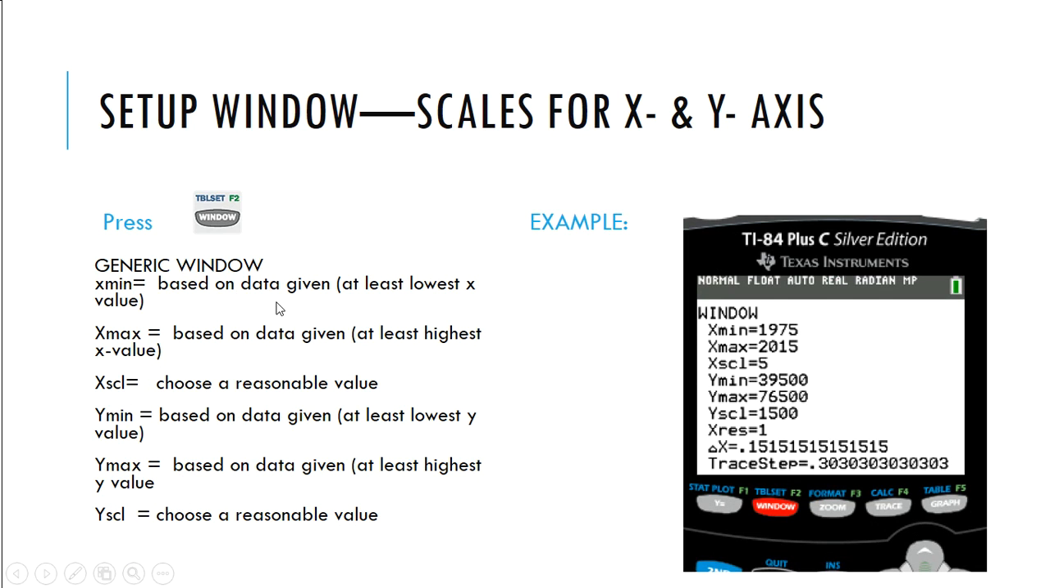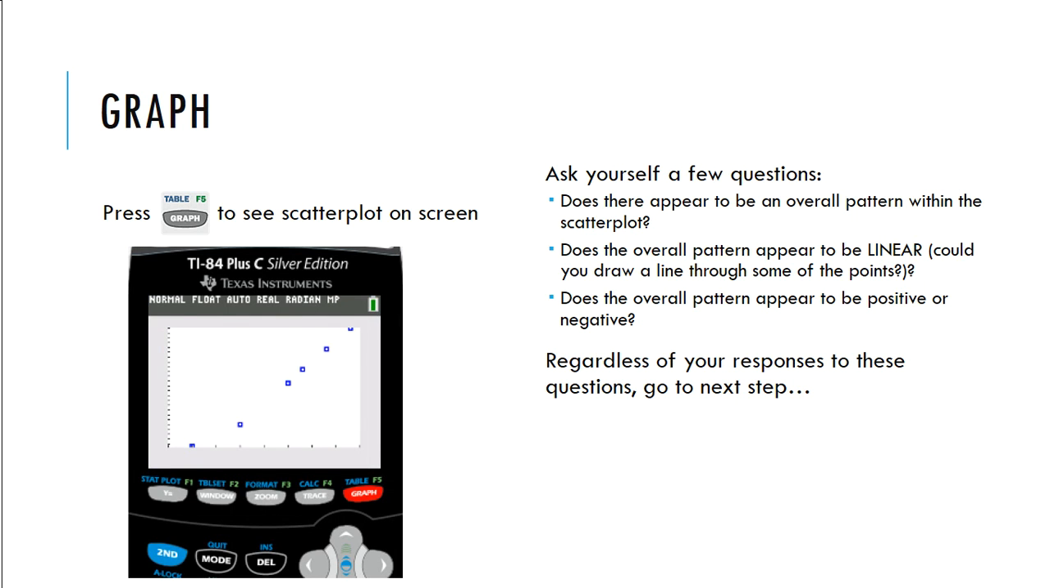And then what you want to do is change your window. So you go down here to red, and you're going to make your X minimum at least your lowest X value. Your X maximum is going to be at least your highest X value. And your X SCL is going to be a reasonable value. Sometimes it'll default for you. And then Y min is going to be your lowest Y value. Y max is going to be your highest Y value. And then Y SCL, just choose a reasonable value. Okay. And then you hit graph, and it makes your scatter plot.